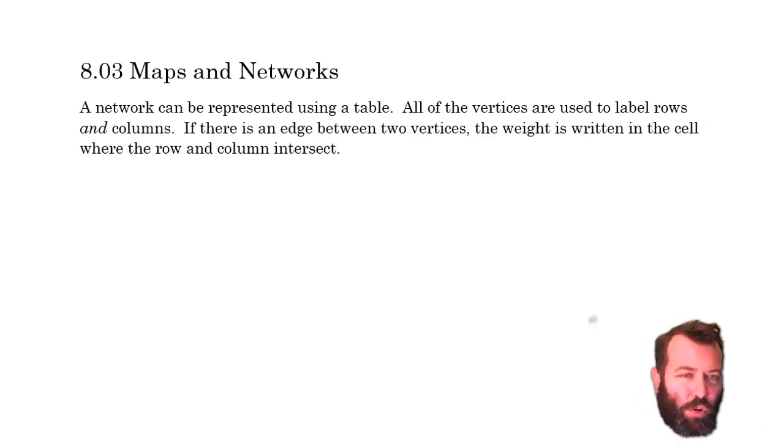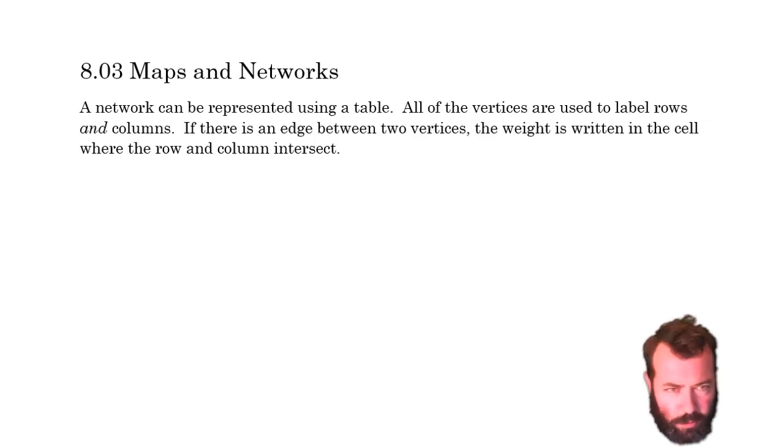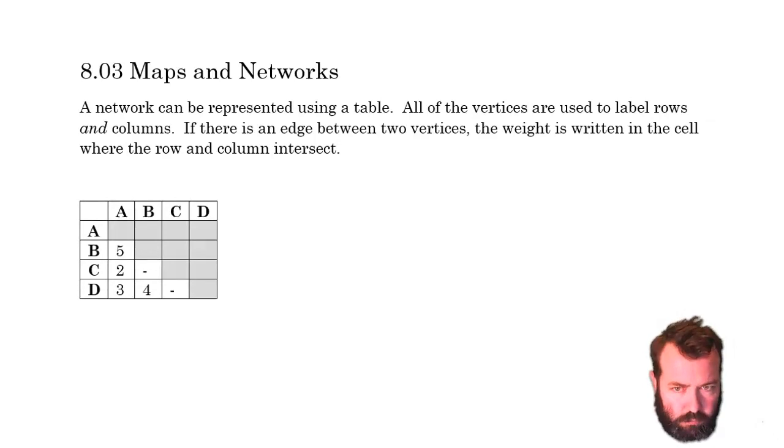But we can also represent this using a table with rows and columns, and the vertices are going to be labelled in the rows and the columns. I suppose that's because every edge has two ends, right? So one end will be the row, and the other end will be the column. So here is a table: ABCD, ABCD, and I have some numbers in there because this is going to be a weighted network.